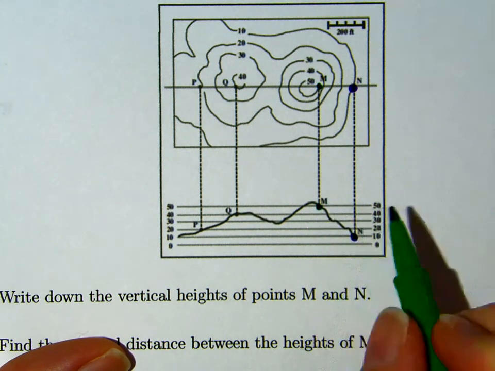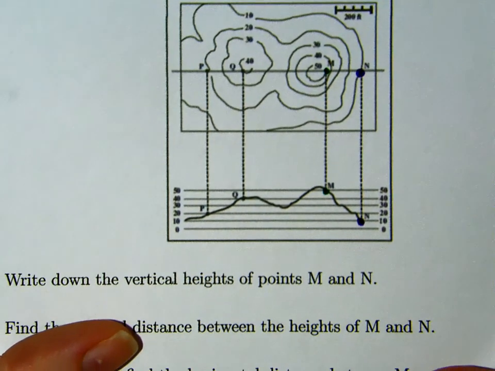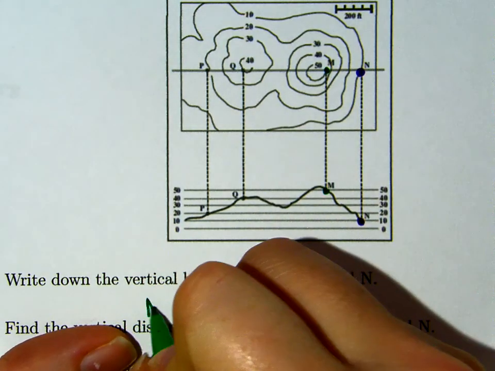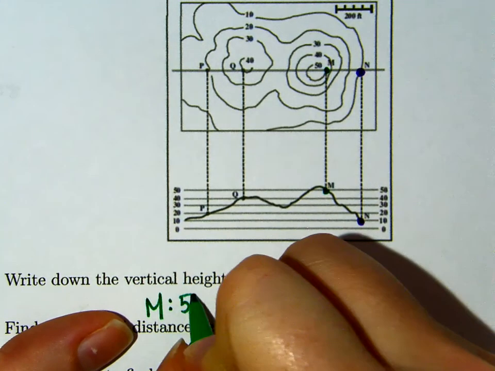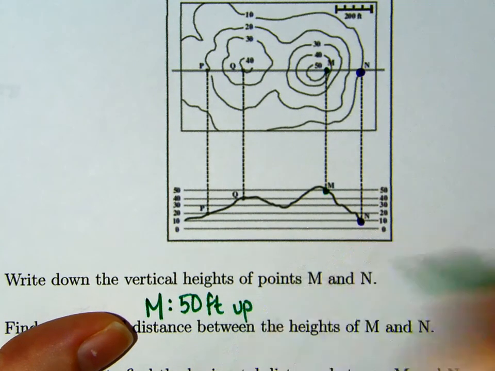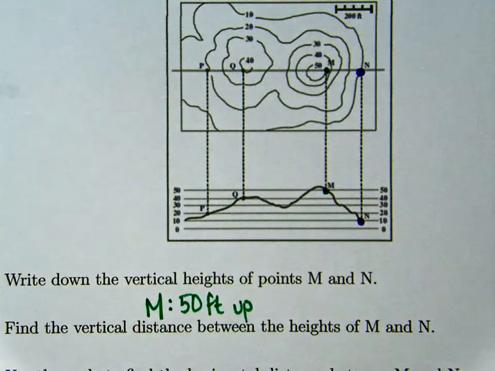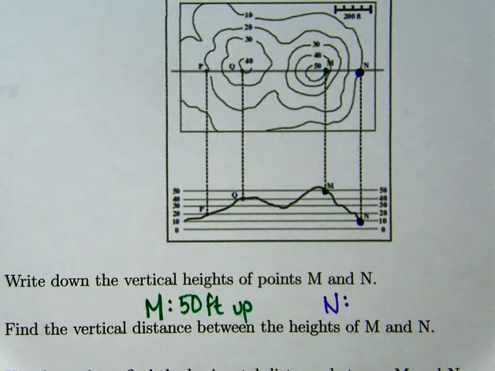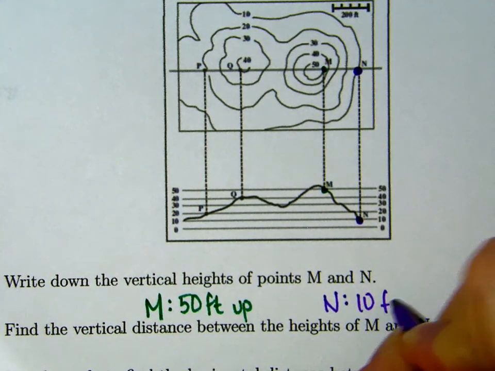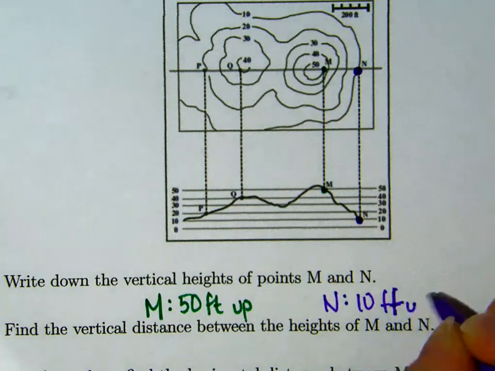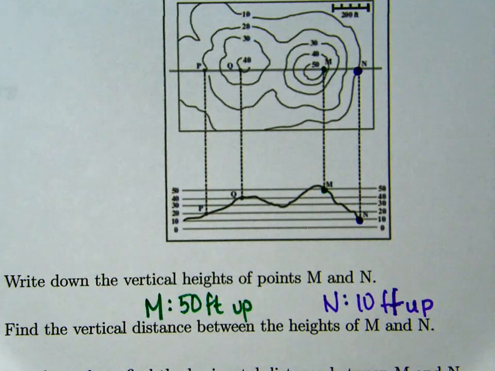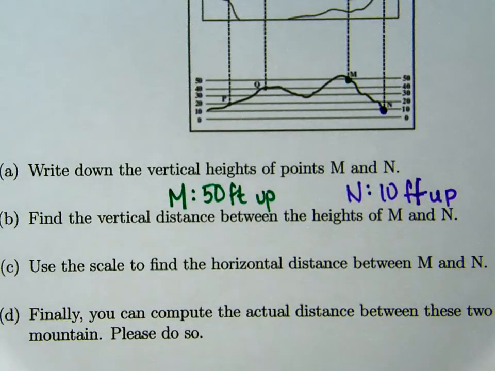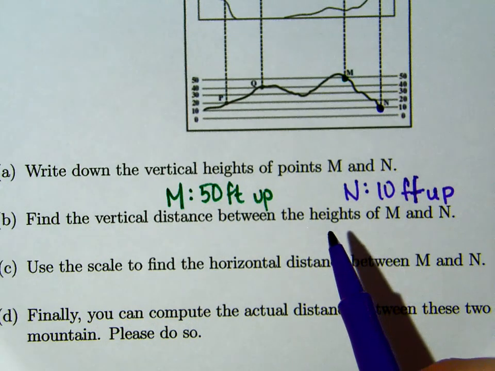So the vertical height of point M is 50 feet high. If you are at this point on the mountain, you are 50 feet probably above sea level is my guess. M's vertical elevation is 50 feet up, and N's elevation or vertical height is 10 feet up. Got it. Find the vertical distance between the heights.